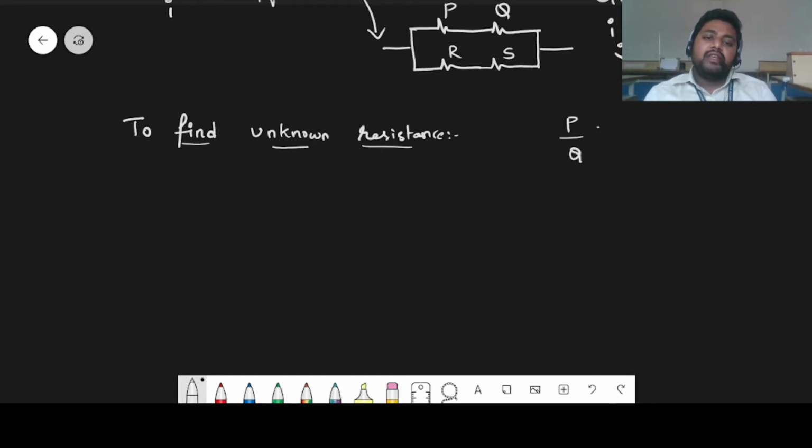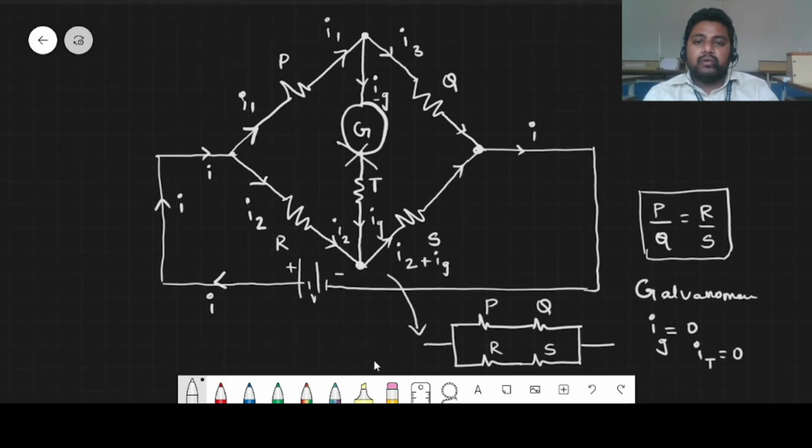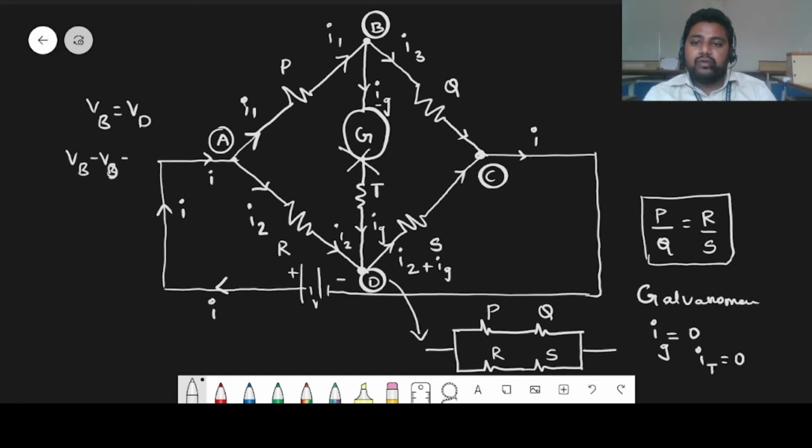Now that you have understood what is happening in the Wheatstone bridge circuit, if the Wheatstone bridge condition, that is P by Q is equal to R by S, is satisfied, then the potentials at these particular points, if you are taking this point as A, B, C and D, the potential at VB is equal to potential at VD. So VB minus VD becomes 0. Since there is no potential difference, the current passing through the galvanometer becomes 0. This is the general logic.